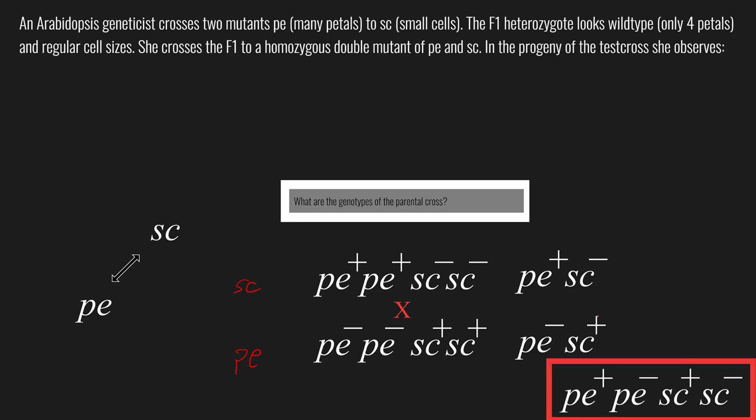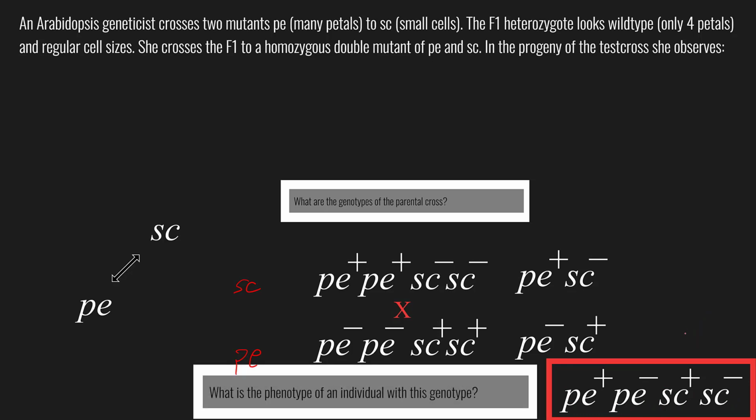So we have our hybrid individual, and it is the hybrid because it's heterozygote for each of the genes of interest, for the PE gene and for the SC gene. But this individual, just as a reminder, is fully wild type. It has a normal amount of petals and normal size cells. So that's why I mentioned that complementarity happened there.